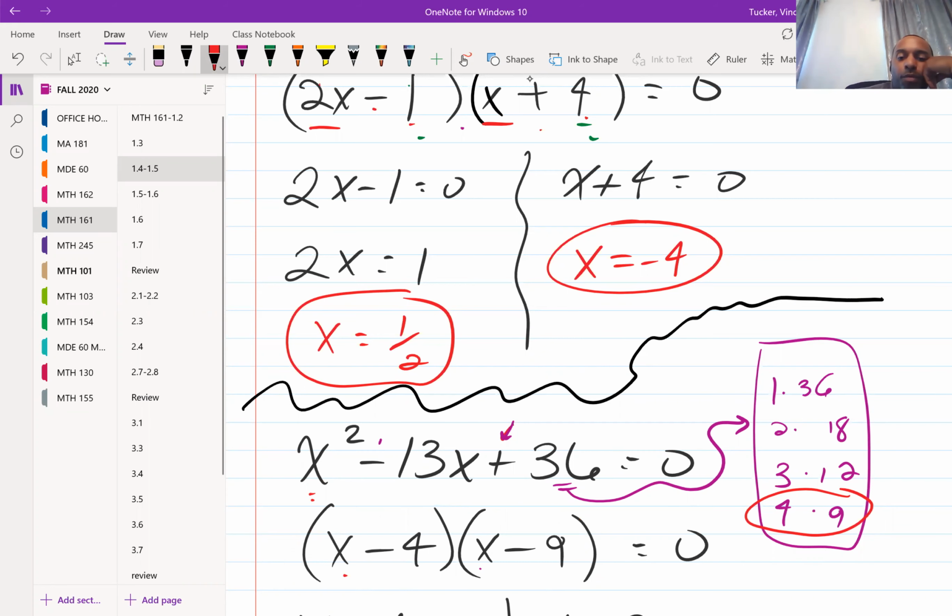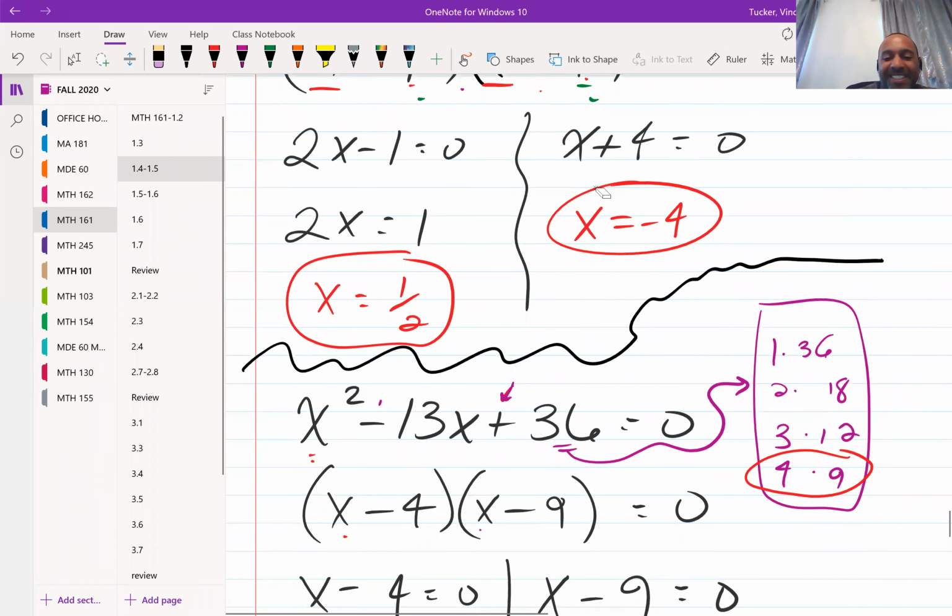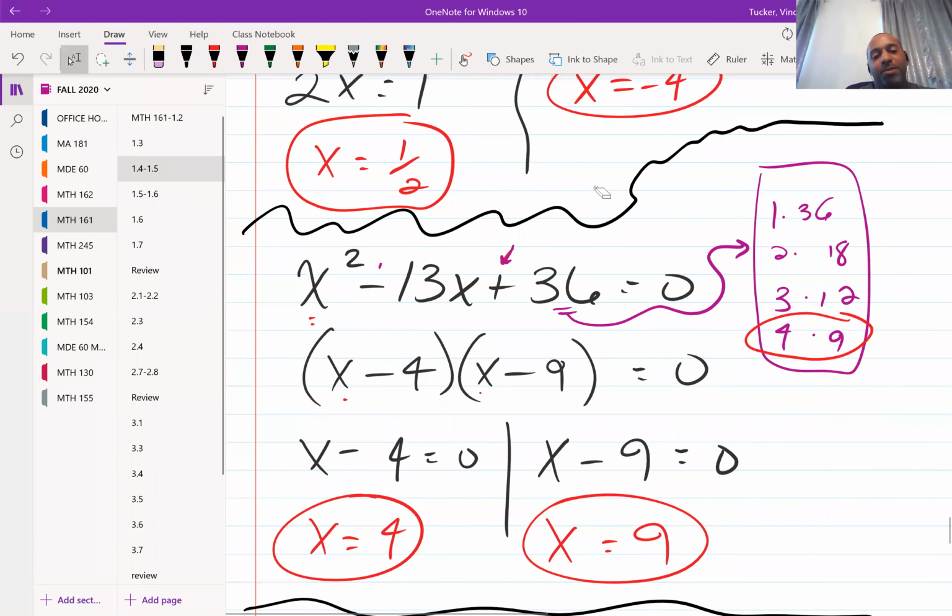Before, remember our back sign was minus, so our signs were different. If your back sign is positive, that means your signs are going to be the same. And then this one lets you know which signs to use. So that's why both of them are subtraction. So you always start off with the back sign. If it's positive, then both of your signs should be the same. If it's negative, then both of your signs will be different. Once you factor, you set each part equal to 0 and solve for x. Add 4 to both sides, add 9 to both sides.